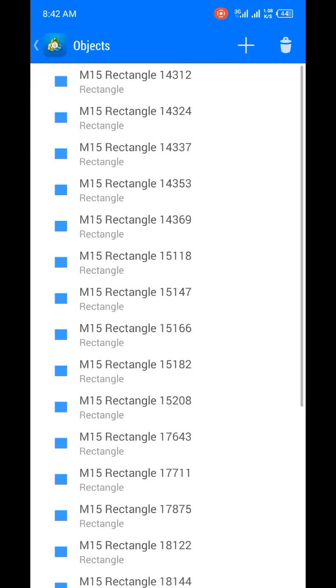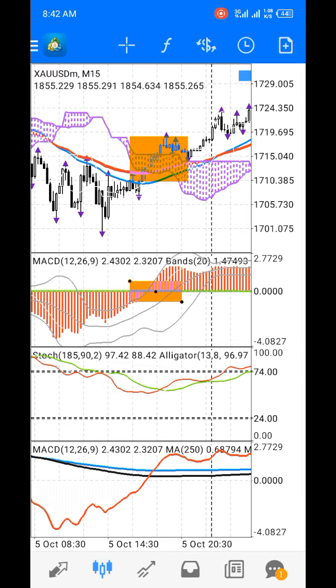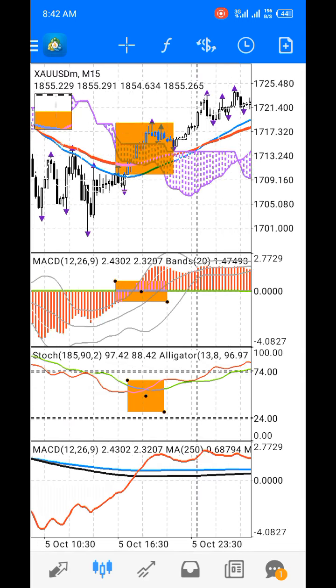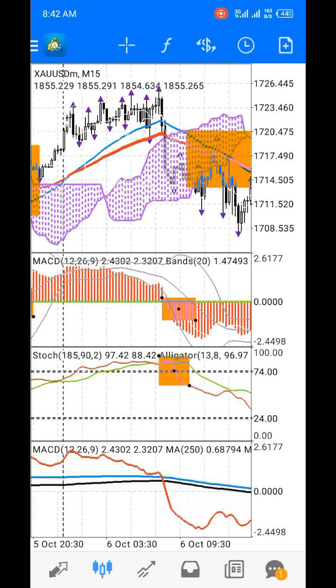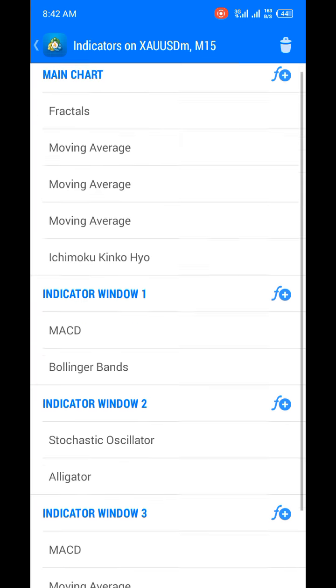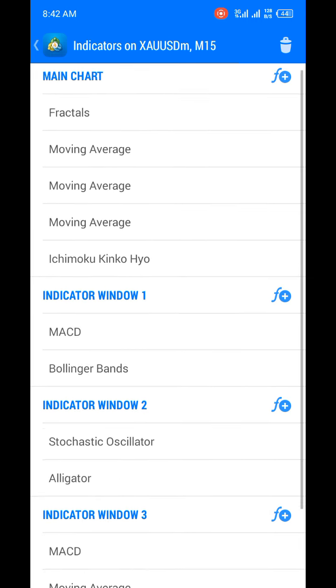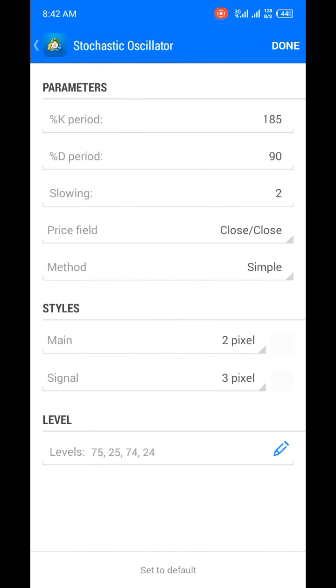When the red line crosses above, it's time to buy. When the red line crosses below, it's time to sell. So a combination of these with all the other windows will give you a very sharp, or near perfect, signal. Let's look at the parameters.